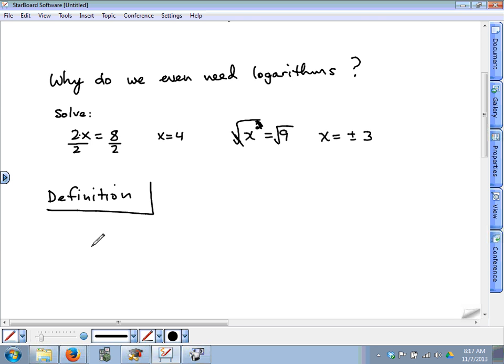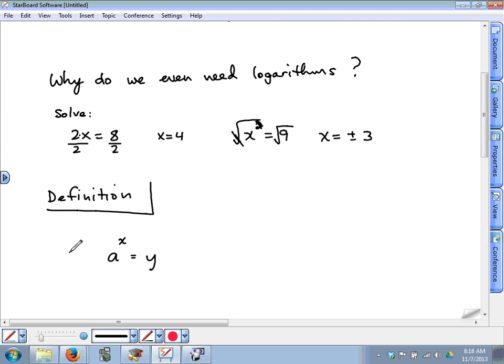So, definition of logarithms. Okay. So here's an exponential function. A to the x is equal to y. If you wanted to get x all by itself, you would have to get rid of the base. You don't use roots and radicals to get rid of bases. You use logarithms.